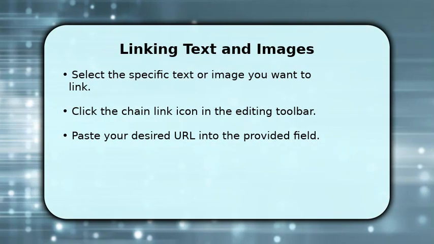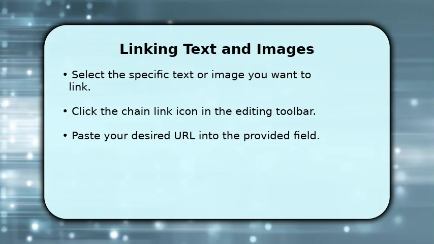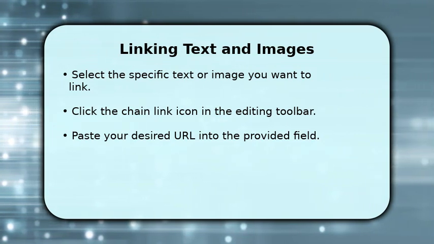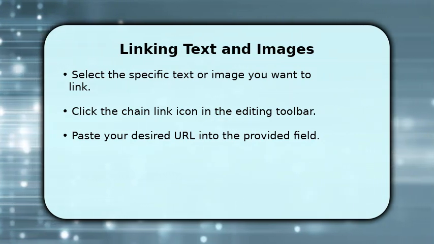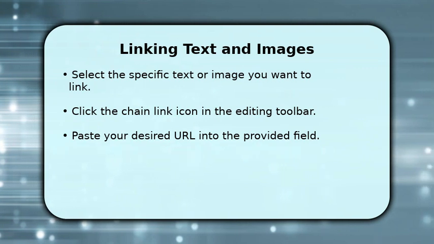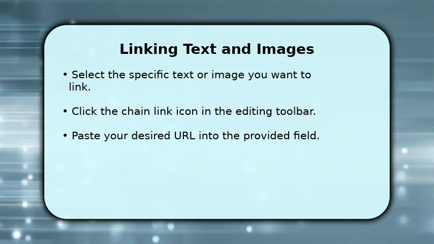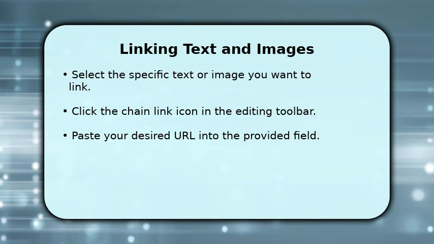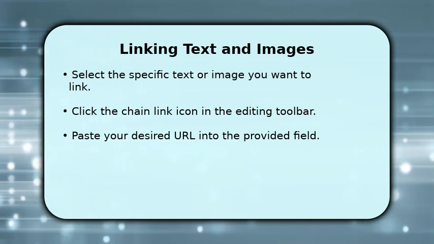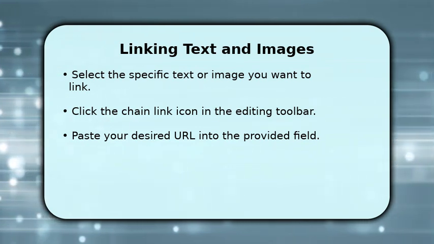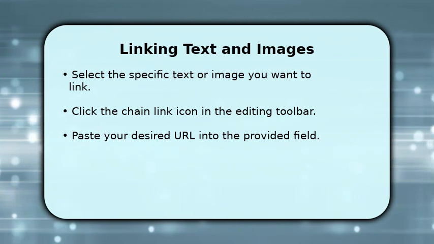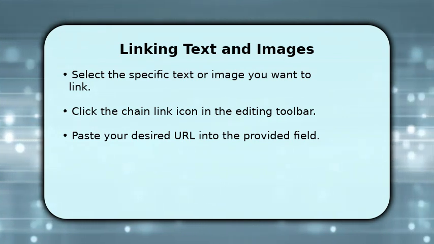To add a link, highlight the text or click the image you want to make interactive. A small chain link icon will appear in the toolbar above your design. Click this icon, and a box will pop up where you can paste your destination URL. This could be another page on your site, an external website, or even an email address. Press Enter to apply the link.